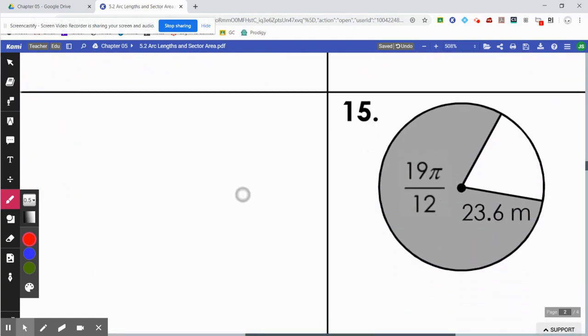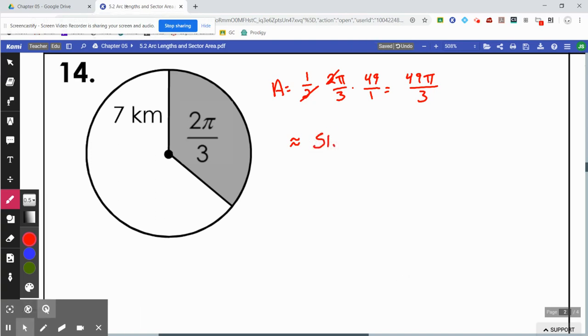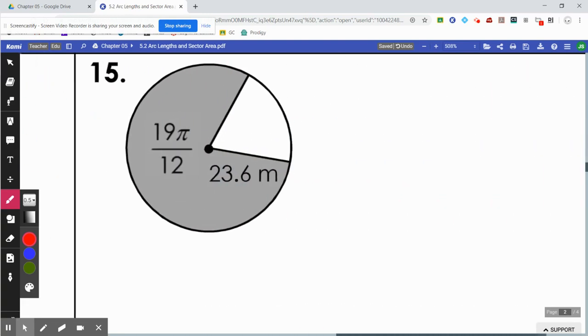Number 14. Now we're dealing with radian measures, which is going to be even easier. So the area is equal to 1/2 times the angle, 2 pi over 3, times the radius squared, which would be 49. Again, you can cross cancel if you want to, but you don't have to. On top, you have 49 pi. On bottom, you have 3 times 1, which is 3. You can leave it like that as exact, but they're wanting an approximate area answer. And when you type that in, you're going to get 51.3 square kilometers. Number 15.